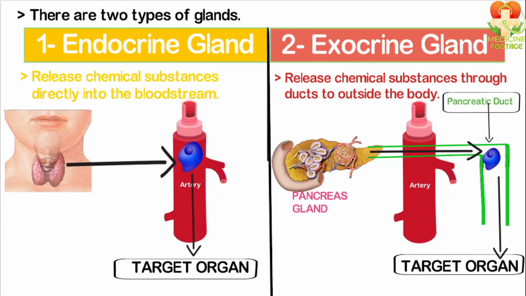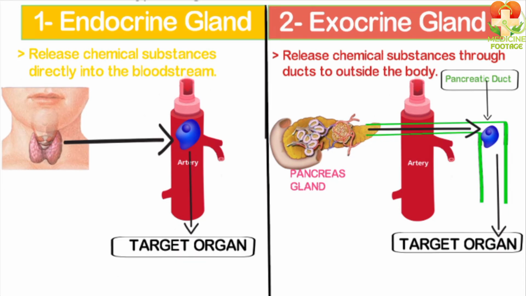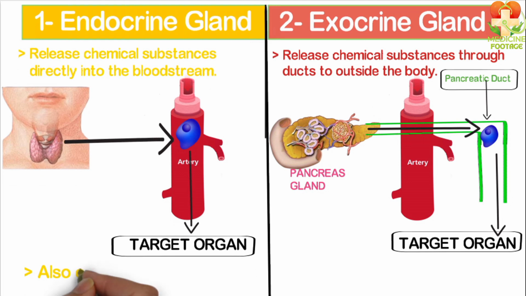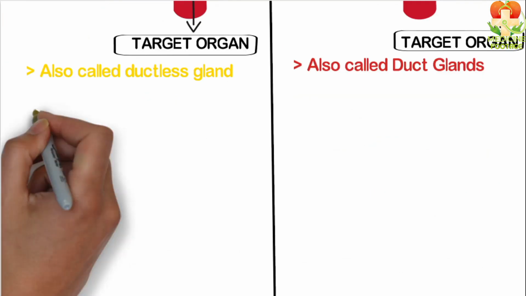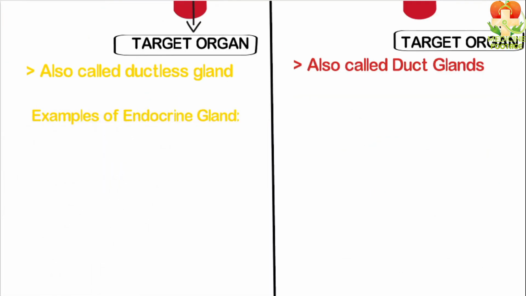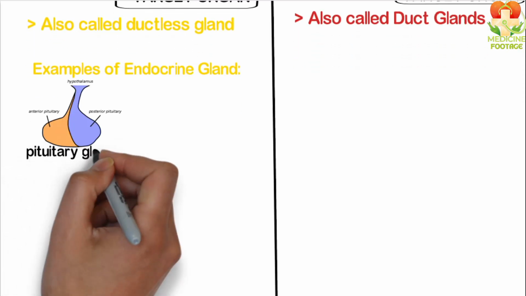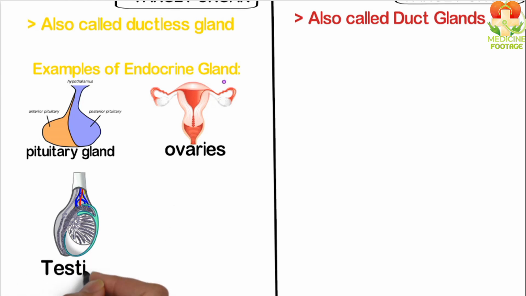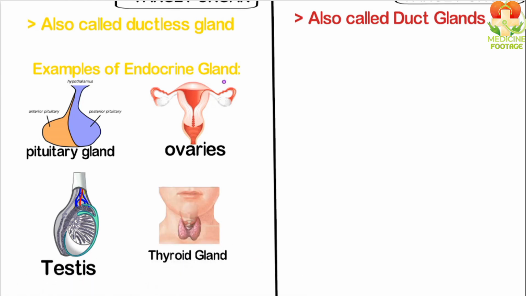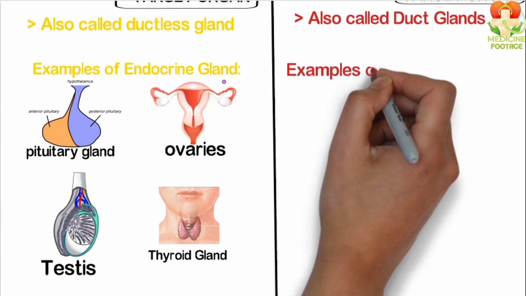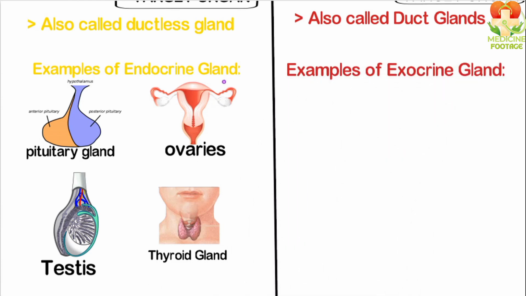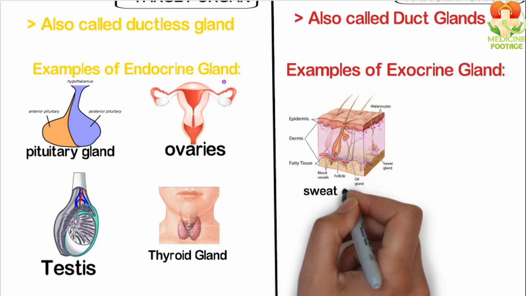Now, let me clarify one more thing here. Endocrine glands do not have ducts. For this reason, endocrine glands are also called ductless glands. Now, examples of endocrine glands include the pituitary gland, ovary, testes, thyroid gland, and adrenal gland. Now, examples of exocrine glands include sweat glands and salivary glands.